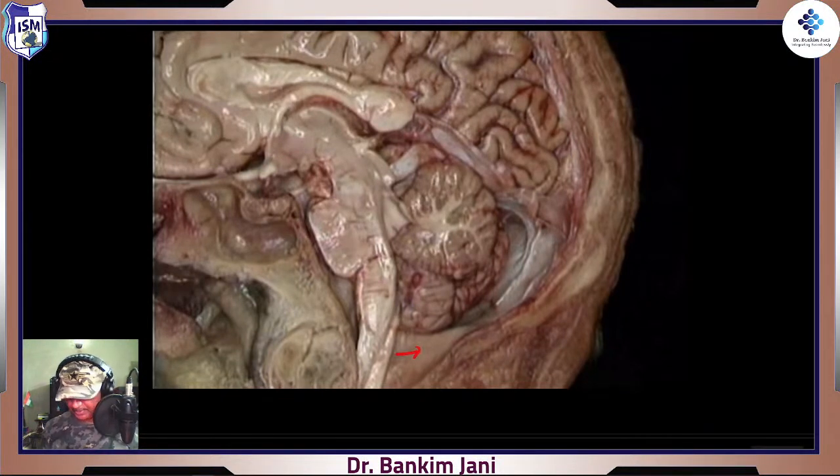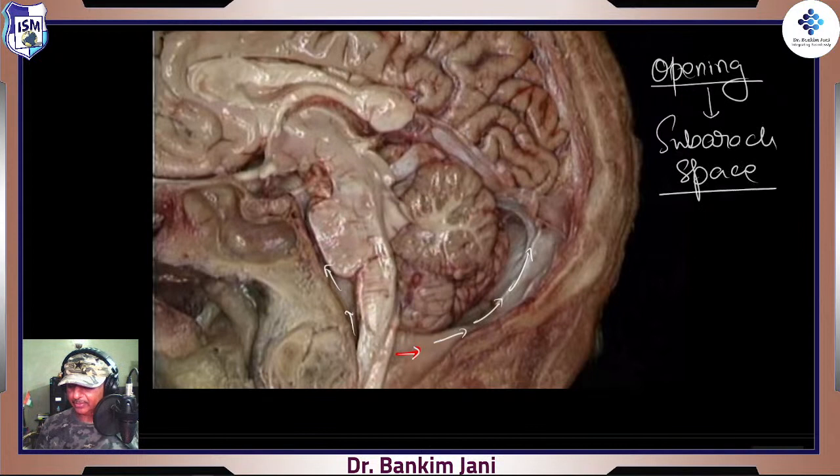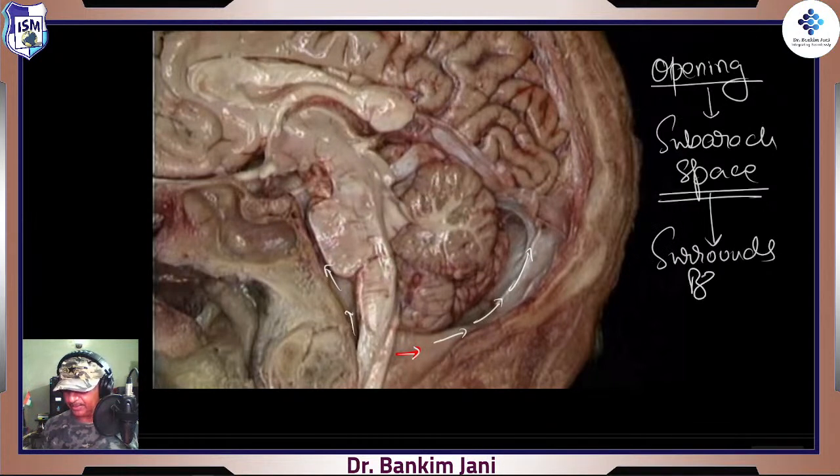This is where they open, and then all the way from here starts their journey through those cisterns, right? And it gets circulated all the way. Right. So these are the openings. These are the openings, and we said that during the discussion of subarachnoid, these are the cisterns where there are dilated spaces. That's where these open, and these are the subarachnoid space, right? And then all the way from here, it surrounds brain and spinal cord, right? It surrounds brain and spinal cord.